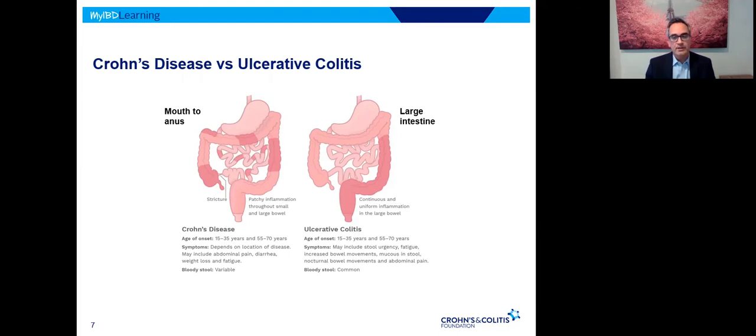Ulcerative colitis, on the other hand, also has a similar onset, age of 15 to 35, and then again 55 to 70, but largely involves just the large intestine. And so here, symptoms can include urgency, fatigue, an increase in bowel movements, mucus in the stools, nocturnal bowel movements, and abdominal pain. Bloody stools are commonly a part of the manifestations of ulcerative colitis.